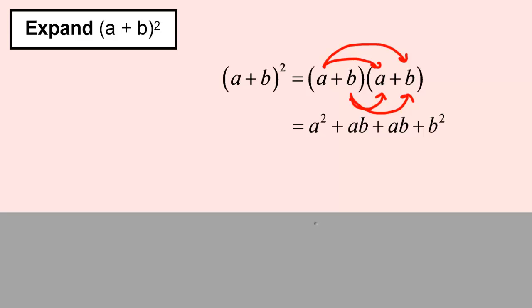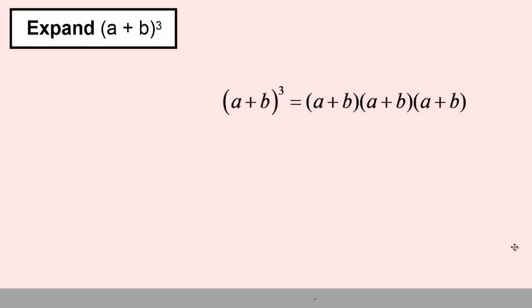First, outside, inside, last. So when we do this, we get this as our expansion. And then we can simplify this by just combining those like terms, the ab terms. So we end up with a² + 2ab + b². Simple enough. So what happens when we want to go a bit bigger? Let's now try to expand (a + b)³.